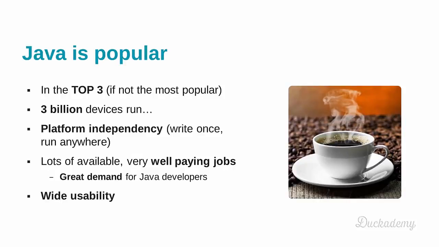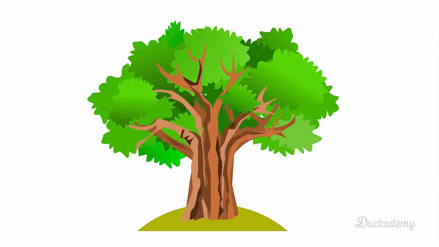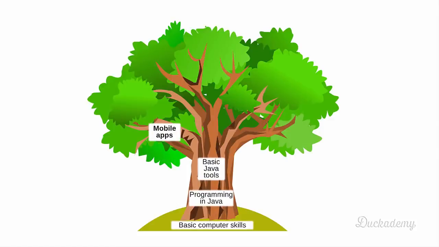And it's widely usable. If we consider the Java platform as a tree, the tree is based on the basic computer skills. That is folders, operating systems, running programs. On the basic computer skills, there is the programming in Java. After learning programming in Java, you can learn basic Java tools. And after that, you have 3 options. You can be a mobile application developer. You can be a desktop application developer, or you might go to a huge company and develop enterprise applications.